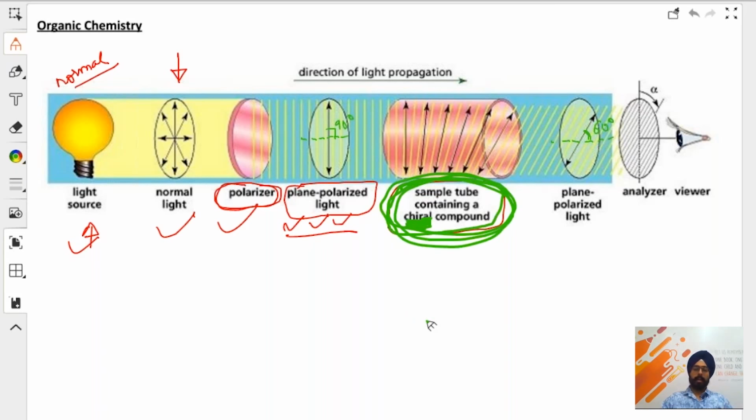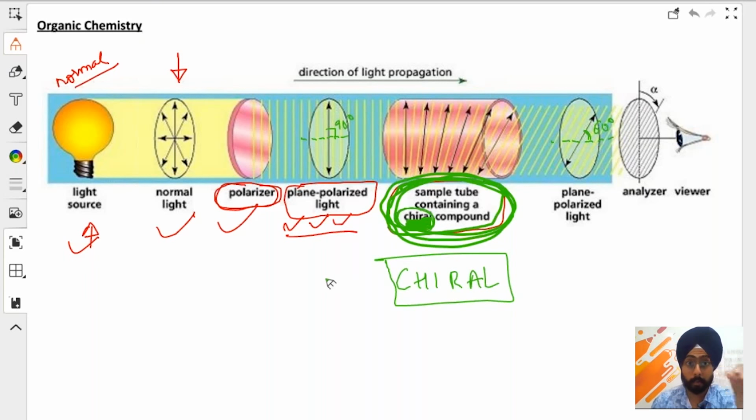This is what my friend from the 1800s, John Baptiste, found out. After a lot of research over hundreds of years, it was found that when you take chiral compounds, those compounds have the ability to turn plane polarized light into some other plane. They can change the angle of the light.